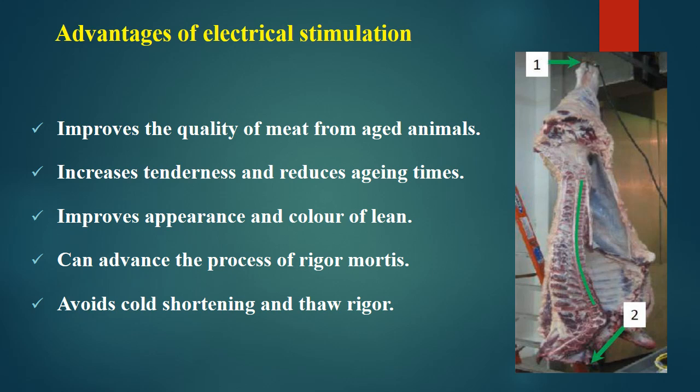It improves appearance and color of lean. It can advance the process of rigor mortis as we have told earlier, and also it helps in avoiding cold shortening and thaw rigor. Because of early chilling there is cold shortening, or if it is frozen before rigor mortis is over, that leads to thaw rigor. All these problems are avoided by applying electrical stimulation.